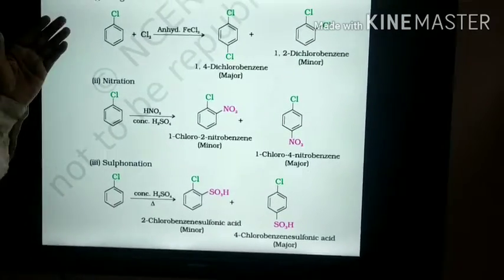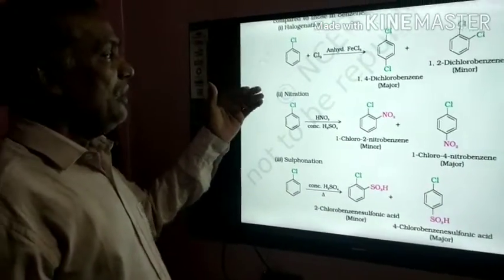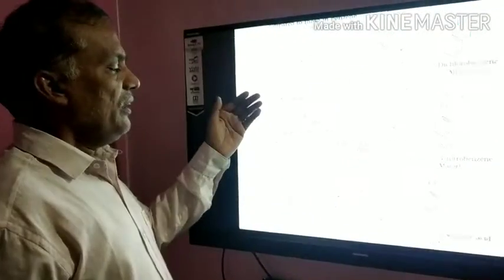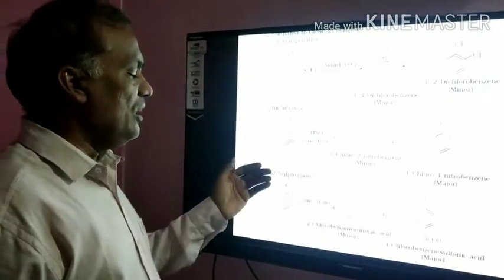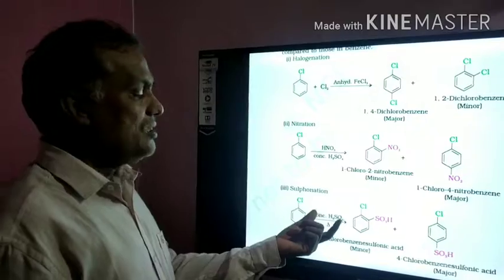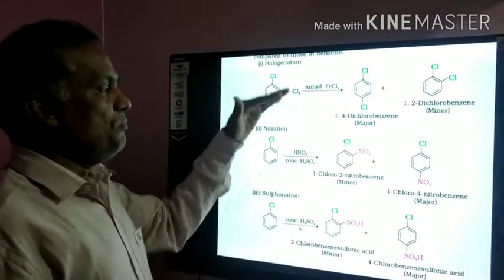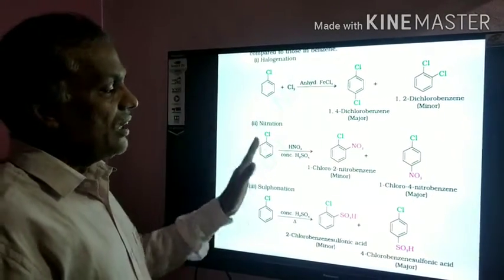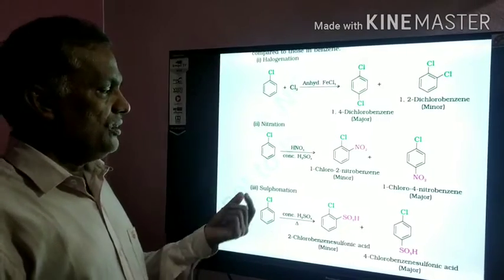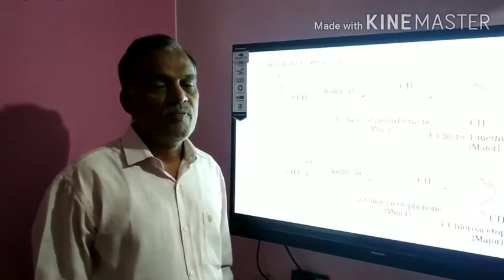So these are some reactions. Halogenation means addition of halogen. Nitration means treatment with the nitrating mixture. Sulfonation means treatment with sulfuric acid. These are three important reactions we can use in conversions also, so we just have to know them.